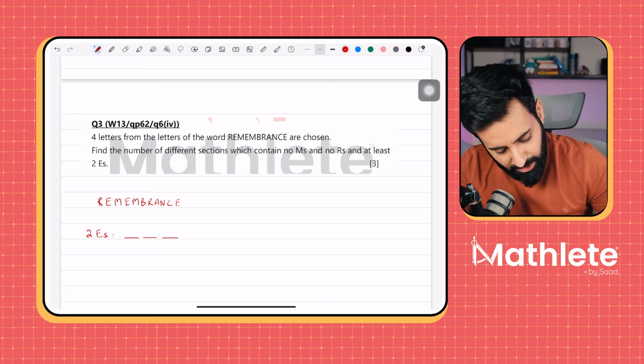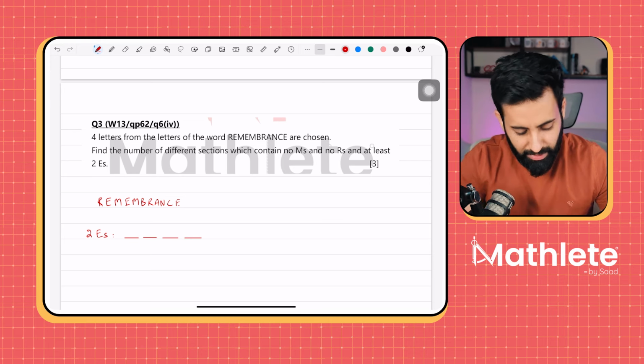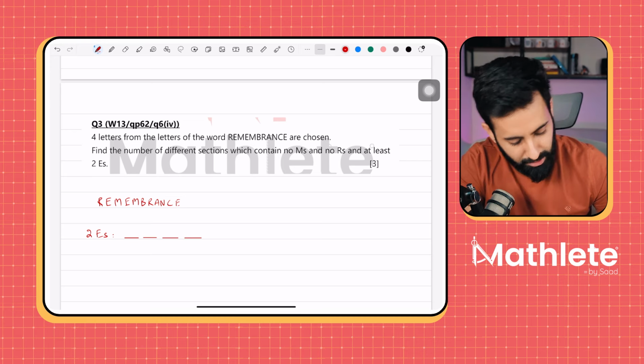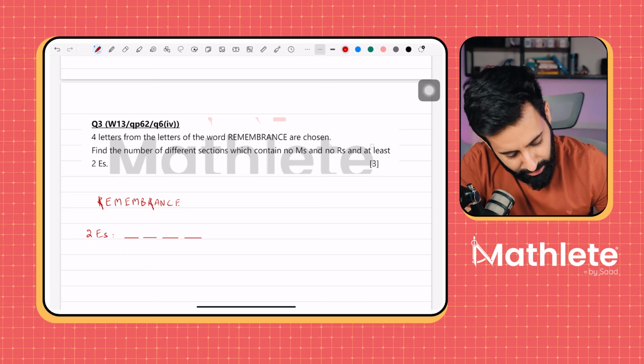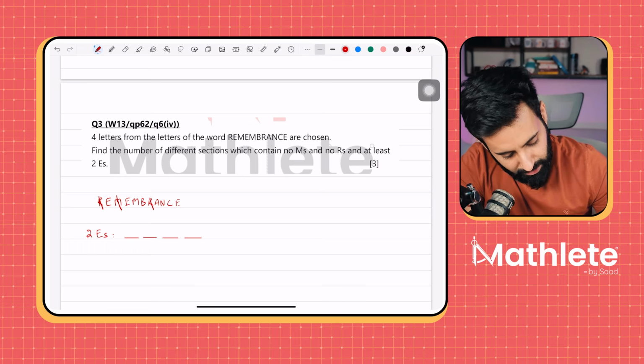So how many letters are we selecting? We're once again selecting 4 letters. So let's cross out the letters that we're not allowed to select. So that's R. Let's cross that out. And we're also not allowed to select any M. So let's cross that out.